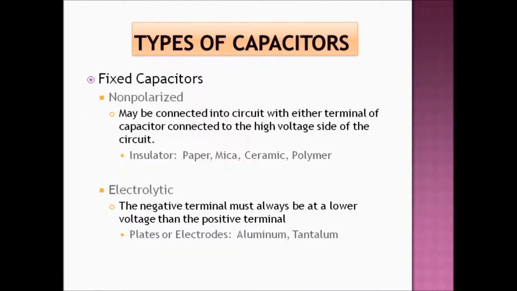Types of capacitors. Fixed capacitors. Non-polarized: may be connected into a circuit with either terminal of the capacitor connected to the high voltage side of the circuit. Insulator: paper, mica, ceramic, polymer. Electrolytic: the negative terminal must always be at a lower voltage than the positive terminal. Plates or electrodes: aluminum, tantalum.